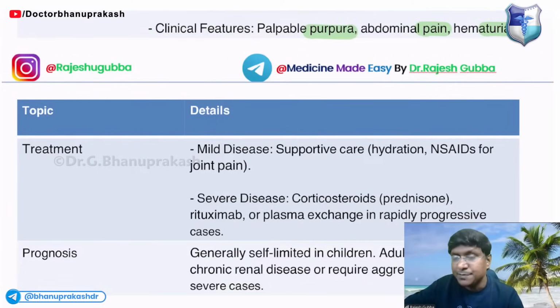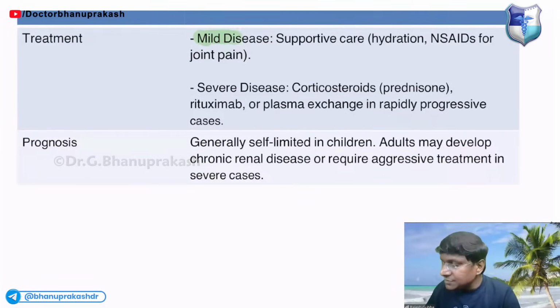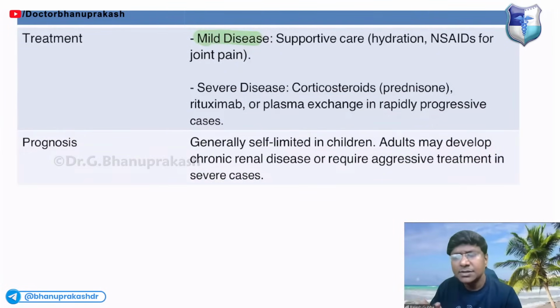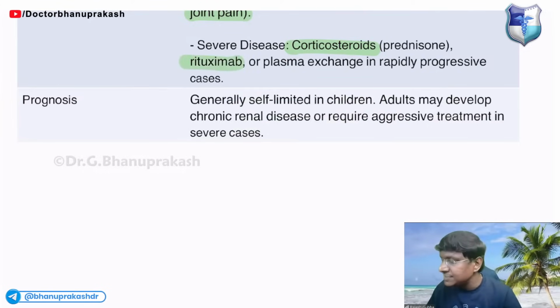Then how do you treat these patients? Treatment completely depends upon the severity of the disease. If the individual is having mild disease, supportive care, where you will give hydration, NSAIDs for joint pain. For severe disease, you need to give prednisolone, that is corticosteroids have to be given, right? But if the individual is having a rapid progression, then rituximab or plasma exchange has to be done.